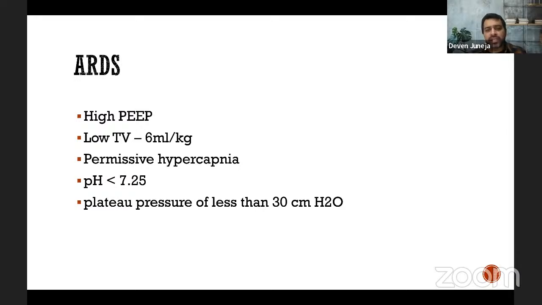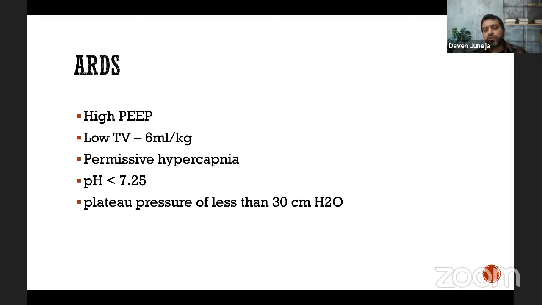Like the patient with ARDS on one spectrum, there are specific mechanical ventilatory settings which you need to use. Once you put the patient with ARDS on invasive mechanical ventilation, the problem is oxygenation. So to improve oxygenation, either we give them high FiO2 or we try to keep high mean airway pressures by giving them high PEEP. What do you mean by high PEEP?